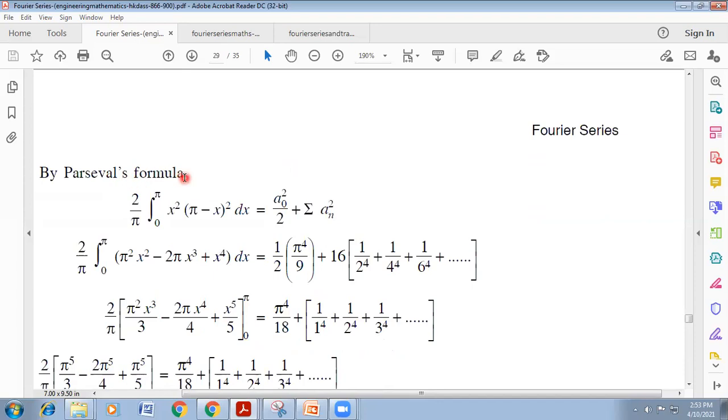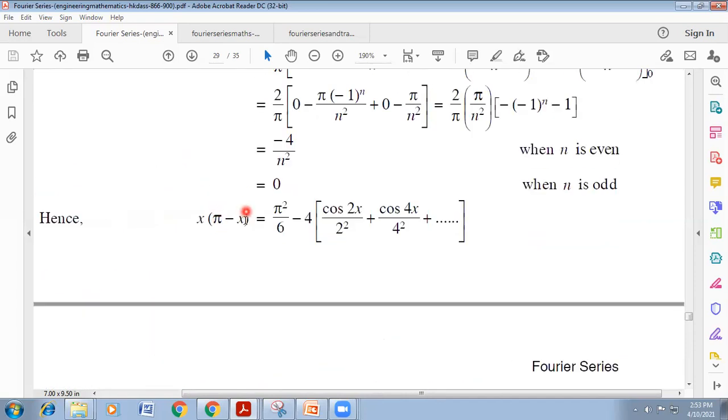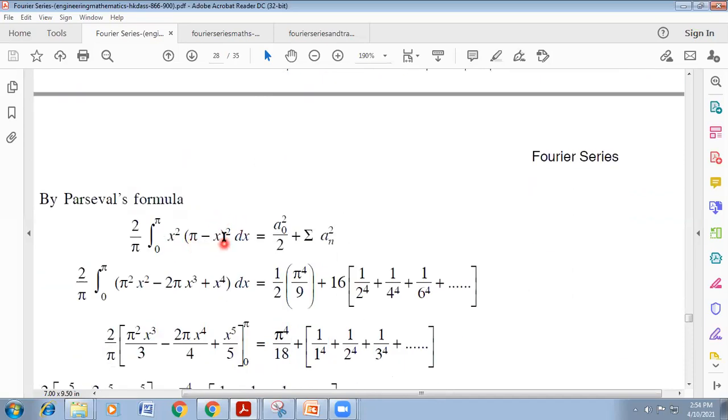Now by Parseval's identity, by formula, we can write 2 by pi, 0 to pi, f of x whole square. This is f of x. Okay, f of x whole square we are writing. X square pi minus x whole square dx will be what? A naught square by 2 plus summation a n square. Just for cos series, cosine series, remember it.